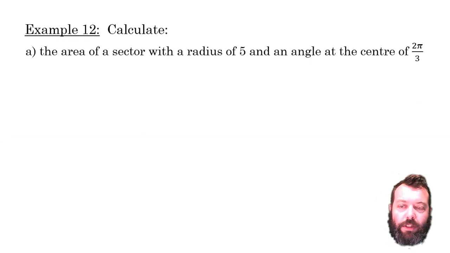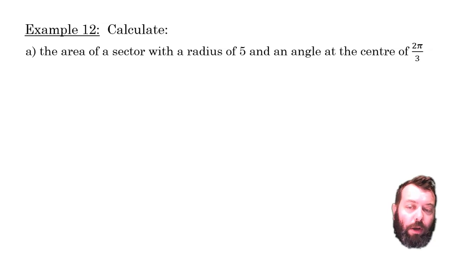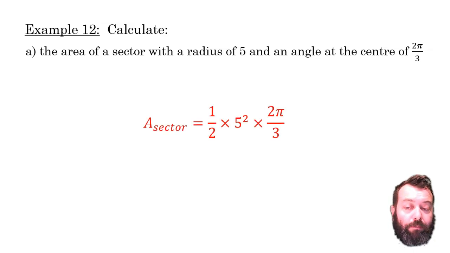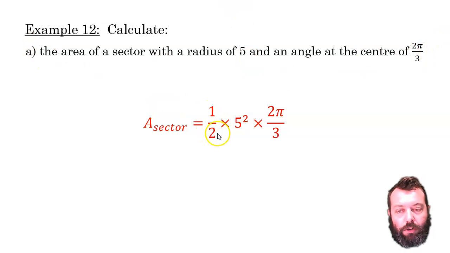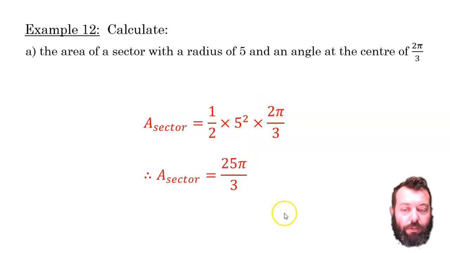The area of a sector that has a radius of 5 and an angle at the center of 2 pi over 3. Area is half r squared theta. r is 5, theta is 2 pi over 3. What can I do here? I could cancel those 2s, and I'm going to get 25 pi over 3 square units.